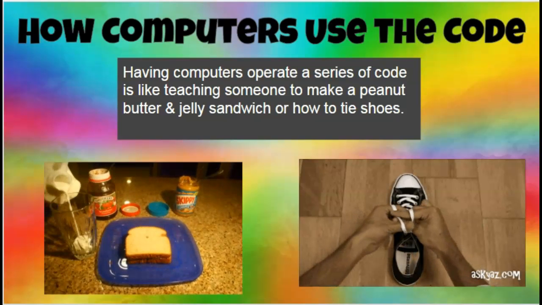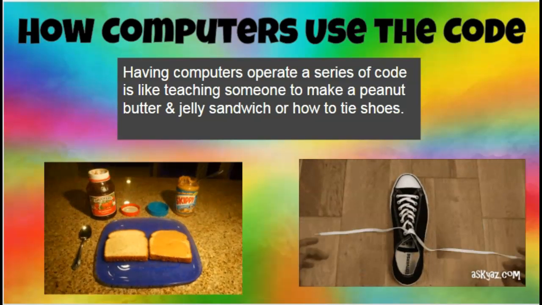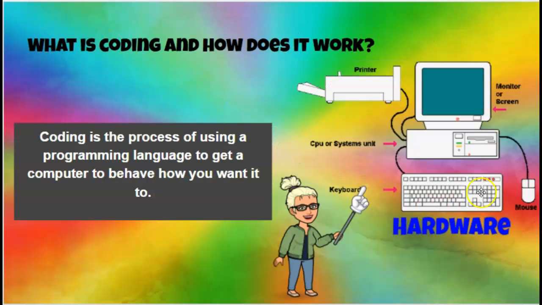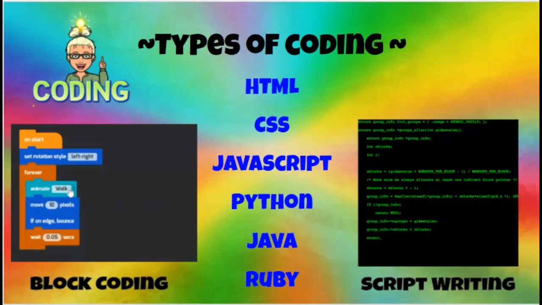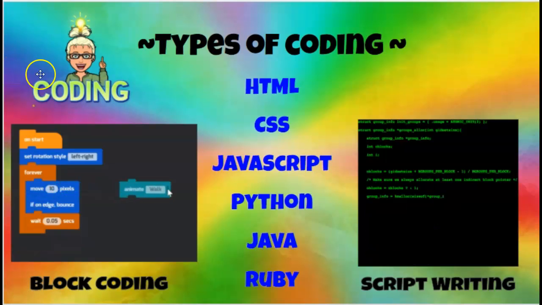As the hardware runs the computer, the code gives the instructions on how and what to do when you ask it to. As we all know what a computer does, when we look at a computer like this, it is actually the hardware. What is coding and how does it work? Well, in actuality, coding is the process of using a programming language to get the computer to behave how you want it to. There are a number of types of coding languages that we can use.